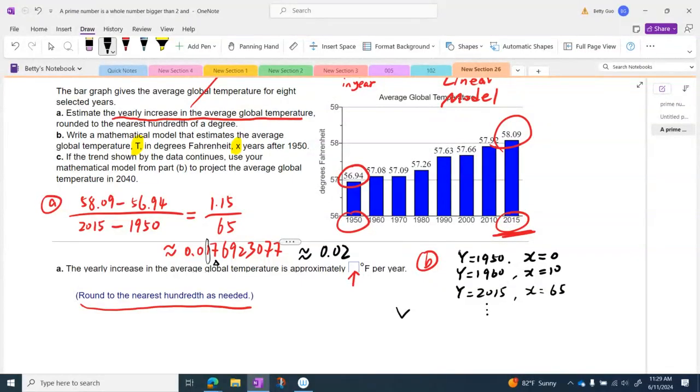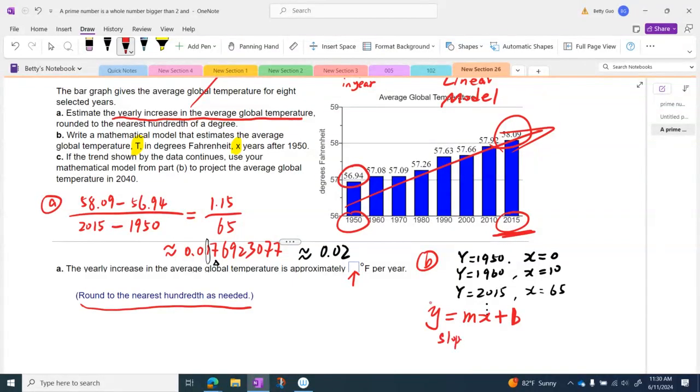So we need to set up an equation. The equation can describe the linear trend. It has to be linear, okay? We only learn linear in this course. So are you familiar with the slope-intercept form of a linear equation? Y equals mx plus b. Does this equation ring a bell? Y equals mx plus b.